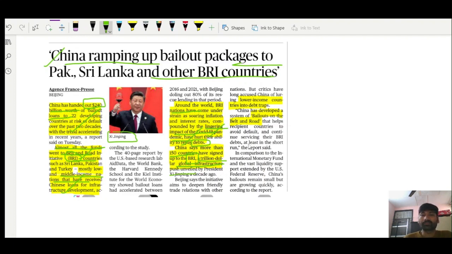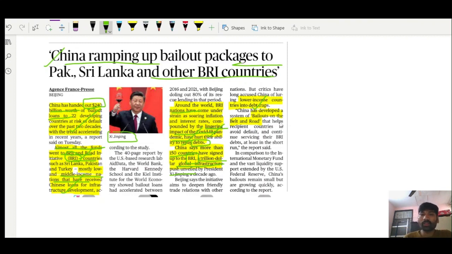Now, why has China been providing the bailout packages? Because if these countries default, they will not pay the loans already taken from the Chinese. So the Chinese have been thinking that if they provide a bailout package, these countries will not default and they will repay the loans. And higher interest rates will also put China at an advantageous position in those countries.